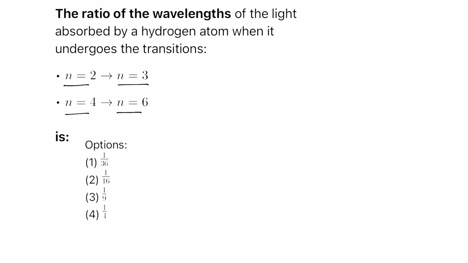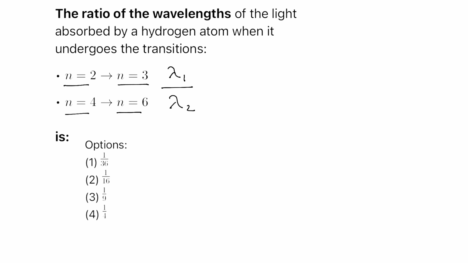Definitely light energy is absorbed and we have to find the ratio of the wavelength of the light absorbed. Assume that in the first case the wavelength of the light absorbed is lambda 1. Second case it is lambda 2. So we have to find lambda 1 by lambda 2. Now listen, for solving this question we have only 1 minute. So read the question, identify the scenario, identify the right equation and substitution. All those things you have to do in 1 minute.